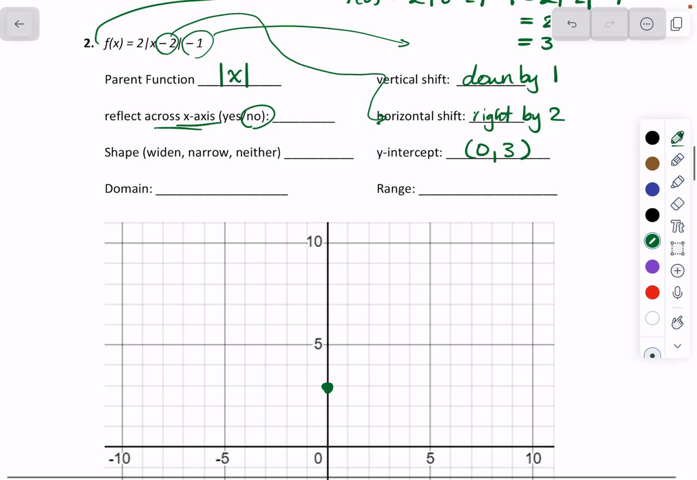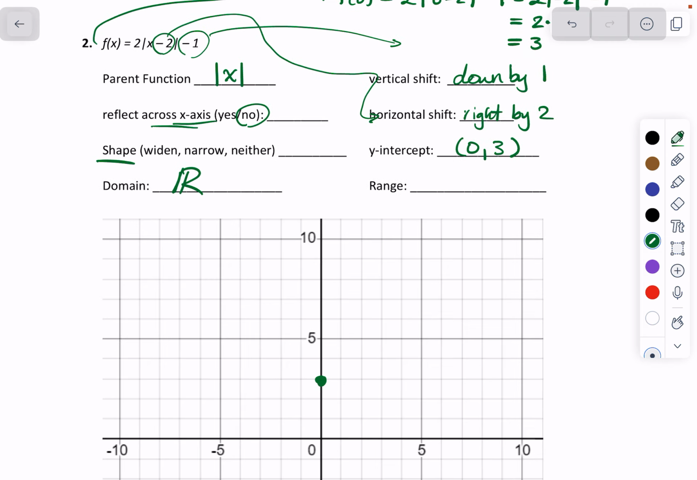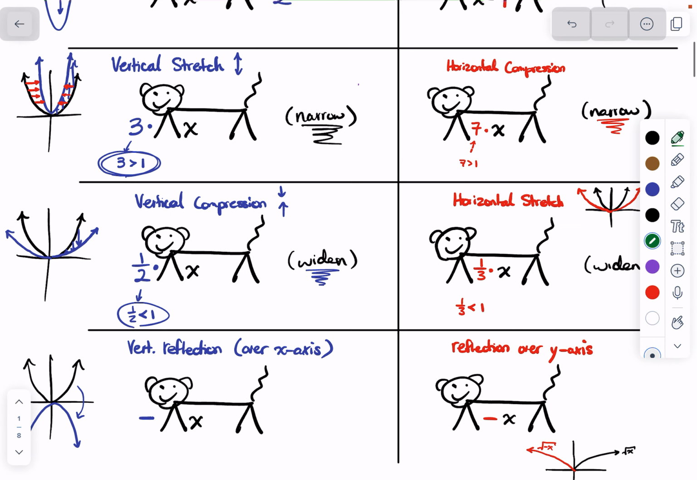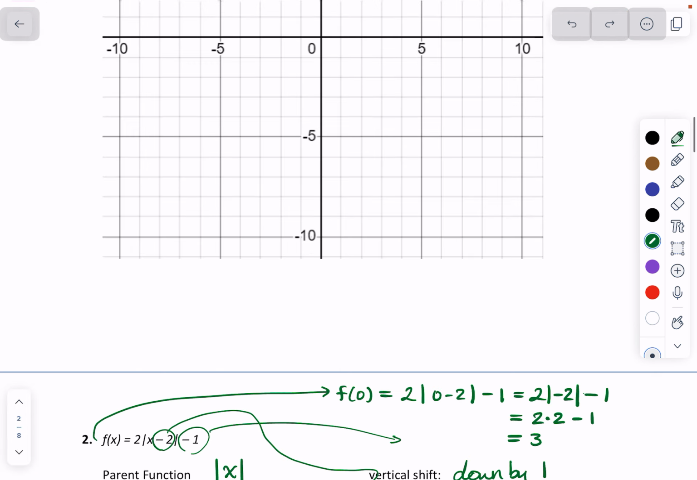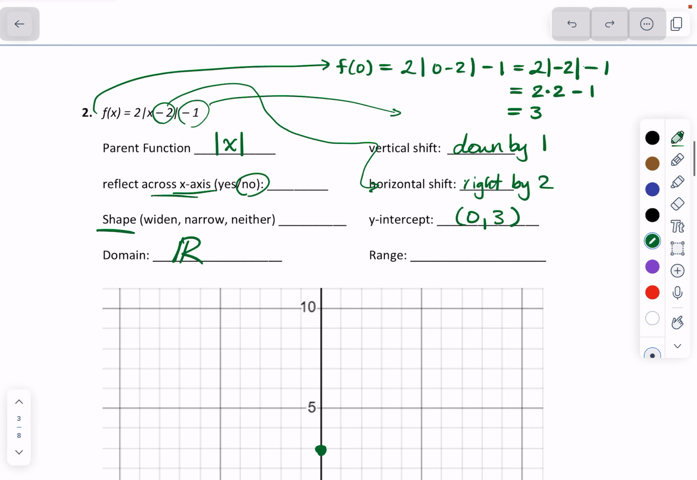Cool. Domain. Absolute value has all real numbers in its domain. Doesn't matter what transformations you do to it, right? Shape. Is this function going to widen, narrow, or neither? Well, if you go back to our examples, we're kind of in this situation right here because we have a number bigger than 1 outside of the absolute value. So we're going to narrow, right? The function should get a little narrower than what it typically looks like.